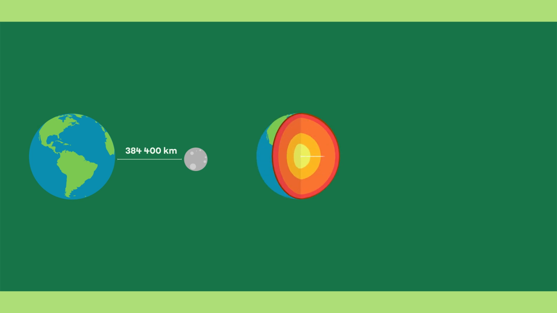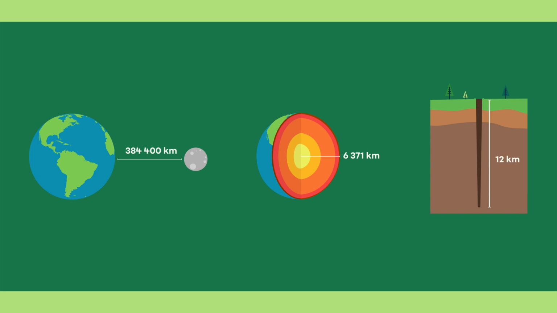When you think about it, people actually made it to the moon, 384,400 kilometers away. The Earth's radius is only 6,371 kilometers, but the deepest well dug by humans is only 12 kilometers. Digging to the center of the Earth is a technological challenge that the greatest minds have not been able to overcome. Yet.